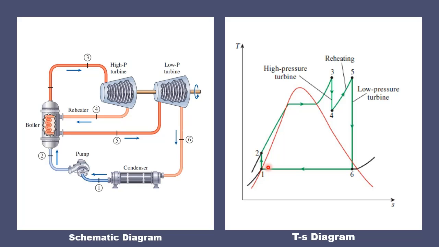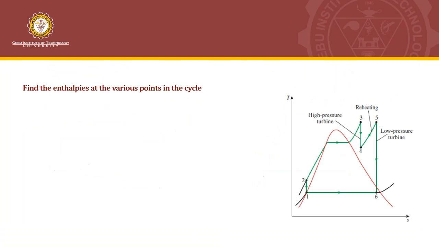So we have 6 important points in the cycle. You can also observe that we have 2 turbines, the high pressure and the low pressure turbine. We have a reheater and we have the boiler. All in all, this is called the steam generator. We have 1 condenser and a pump. So let us find the enthalpies at the various points in the cycle.